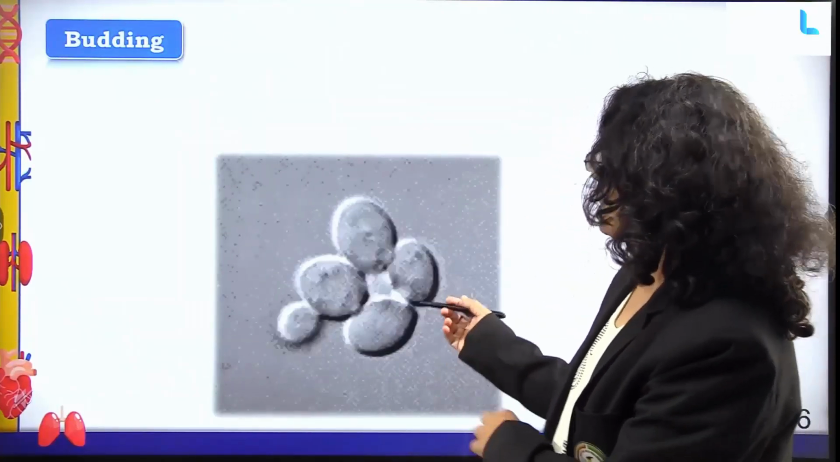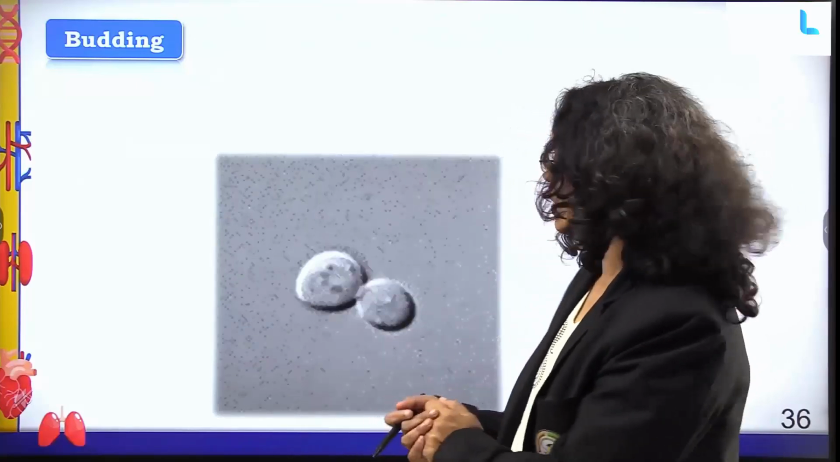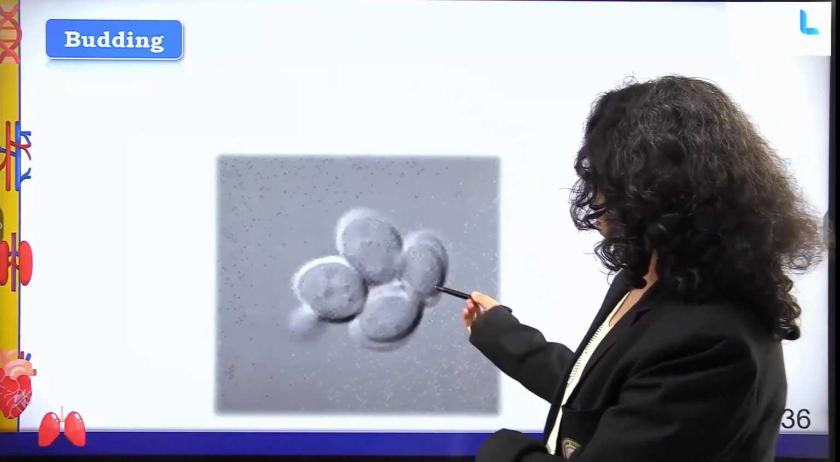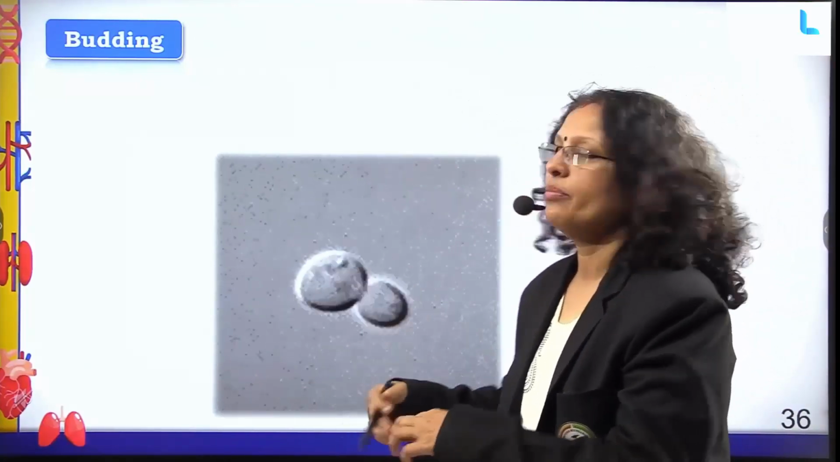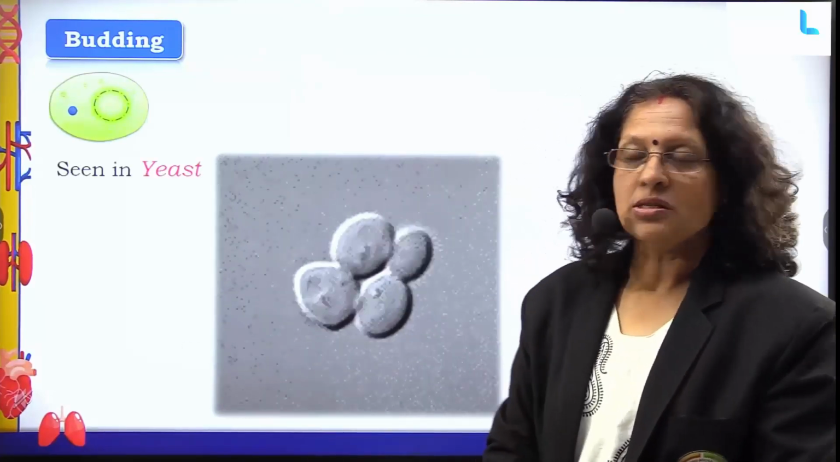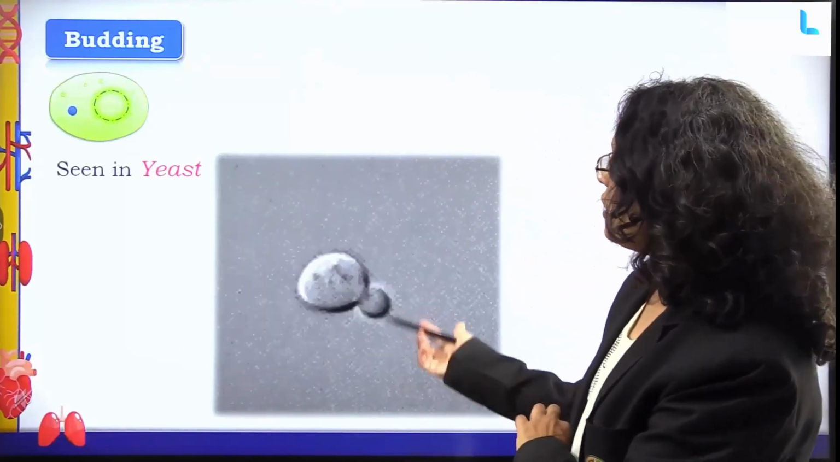Okay, so we will see budding and fragmentation also. Budding means a small bud will be generated. Okay, and we can see here a small bud is generated. That bud itself is a new organism, like that. Okay, so this is seen in yeast.